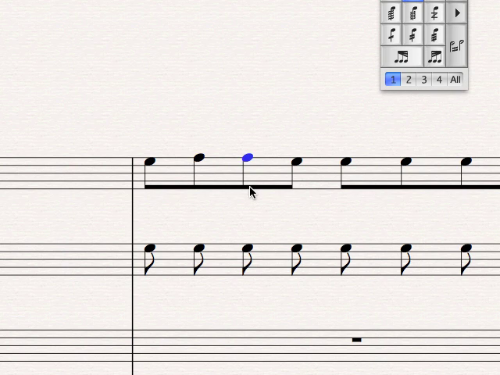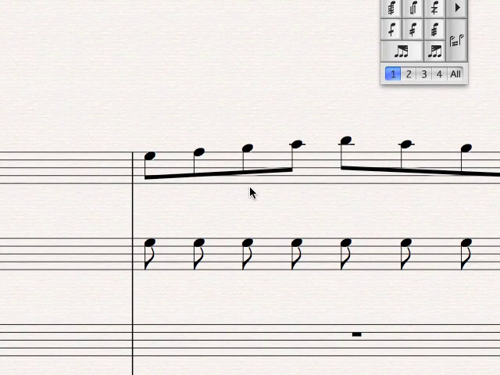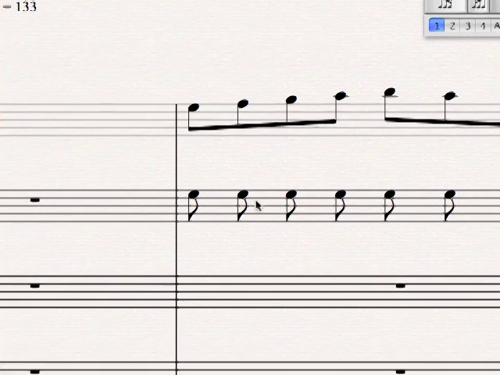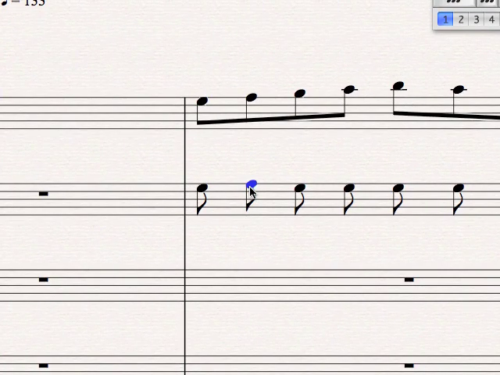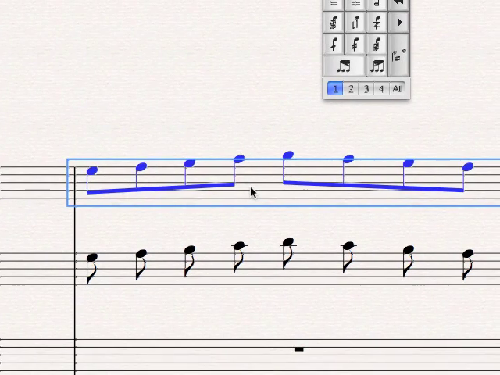Let's go E, F, G, A, B, A, G, F, and then E. Okay? So let's do the same thing here. F, G, A, B, A, G, F, E. Now, listen to how this one plays.